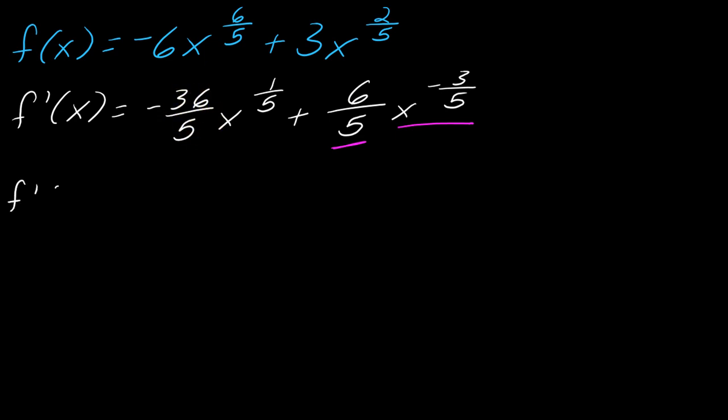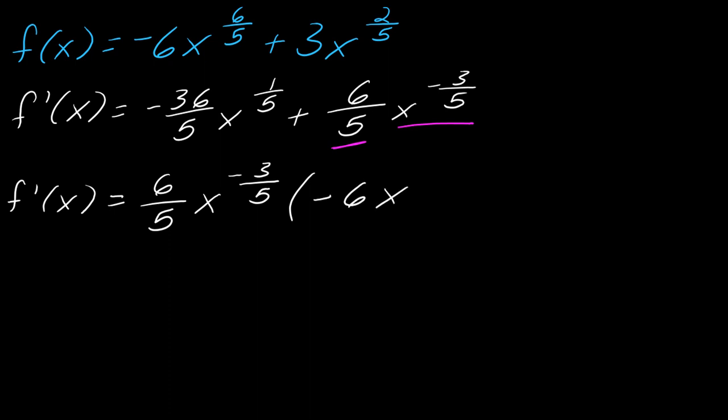So if I factor this out, just to show you the other way you can do this, I'm going to factor out 6 over 5 x to the negative 3/5. And then this will become negative 6x to the 4/5 plus 1. So that's how this would kind of factor out. And I personally like this just because then, when I look at this factor, I can see that this definitely can't be 0. Then I can set this one equal to 0. You'll get the same critical point as before.